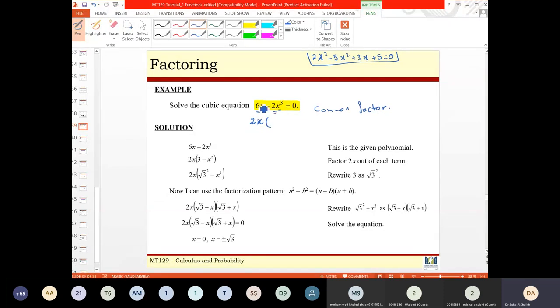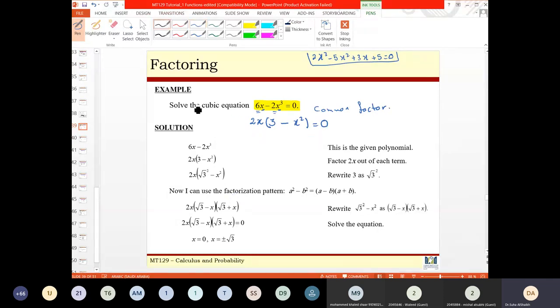What will remain from the 6x is 3. I took out 2 and I took out x, so what's going to remain is 3. And if I take the 2 out here and from the x cubed I take one x, I'm going to remain with 1x squared. Now the 2 is out already, not anymore 2. It's just minus x squared that will remain, equal to 0 now. So we factorize. We take a common factor. We factorize the equation that we have.